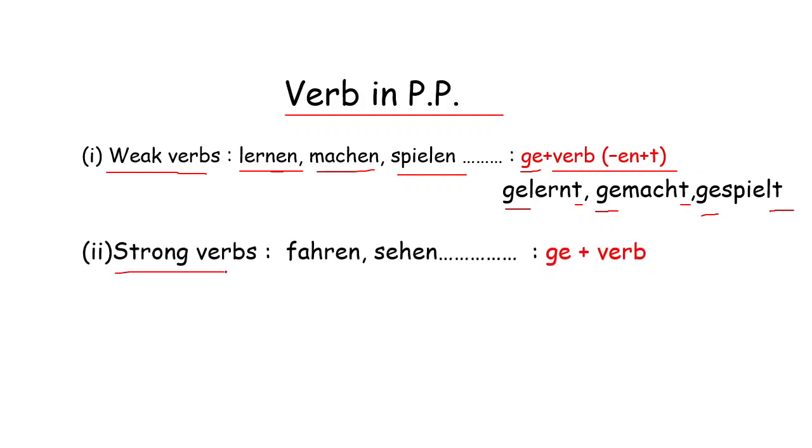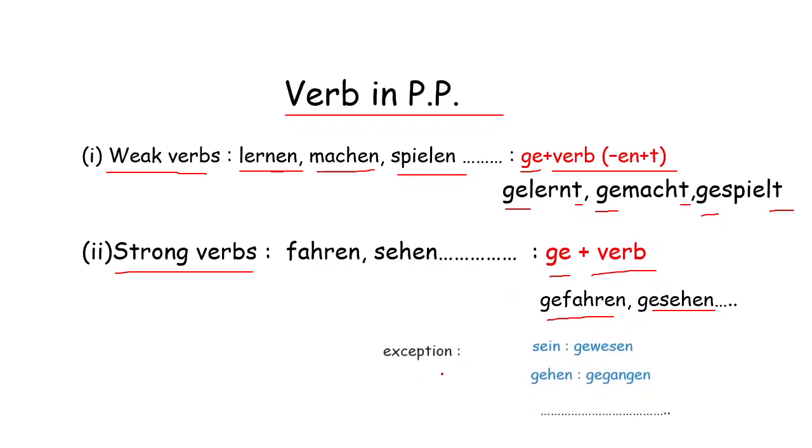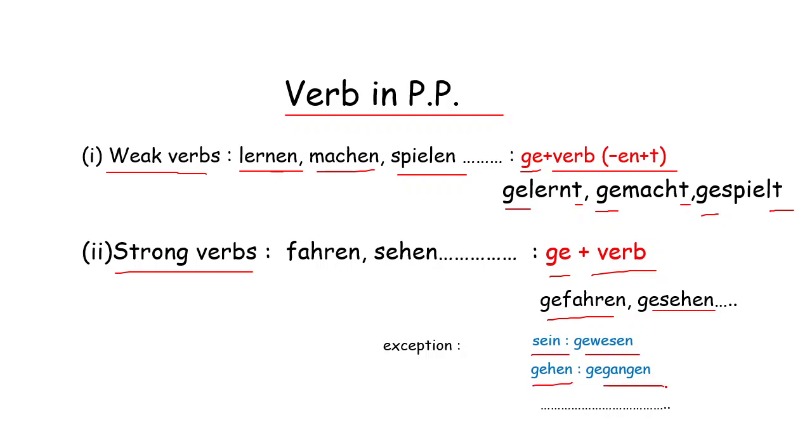Strong verbs, fahren, sehen, irregular verbs we can say. Fahren is GE plus verb. Gefahren: fahren becomes gefahren, sehen becomes gesehen. But there are lots of exceptions. I'll share with you the list of exceptions as well. Like sein, the perfect form for sein is gewesen, gehen, gegangen, like this. There are lots of exceptions. I'll share the list in the comment section.